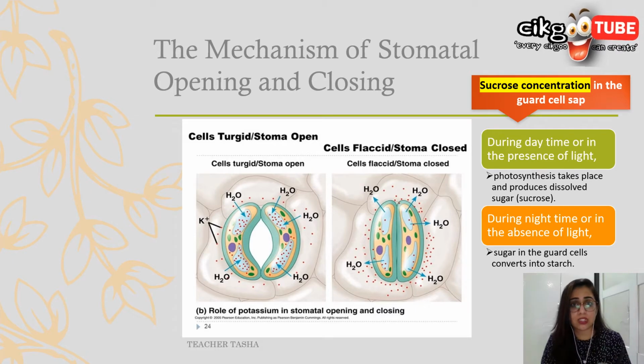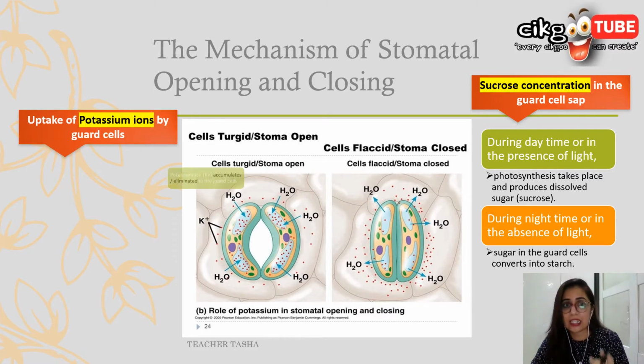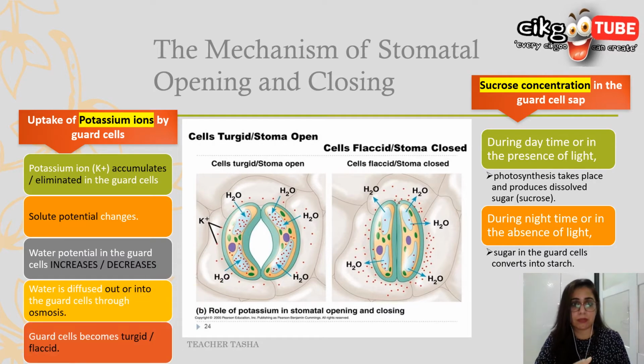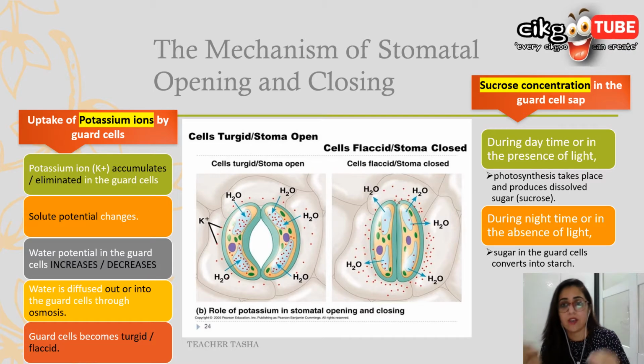The condition of the guard cells, whether turgid or flaccid, depends on two things: the uptake of potassium by the cells, and the sucrose concentration in the guard cells. If you look at the sucrose concentration during the daytime, in the presence of light, photosynthesis will take place and it will produce sugar or sucrose.